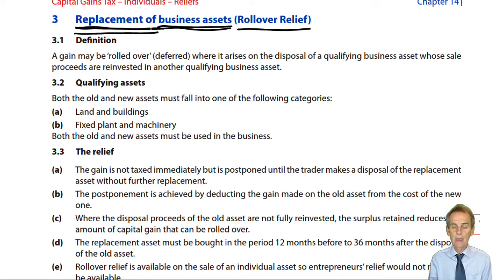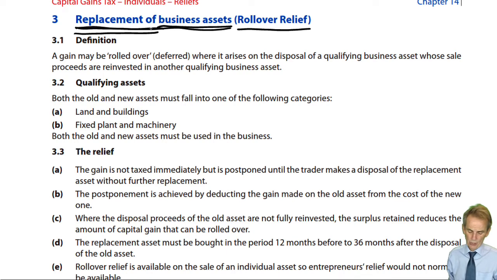We sell, we buy. And if we reinvest all the proceeds in that other property, guess what? HMRC will say, yeah, a gain has arisen, but because you've ploughed all those proceeds back into another qualifying business asset, we will allow you to defer the gain. If you choose to make this claim, this is down to you to make the claim, then we may defer that gain. And all we've got to look at is the manner of that deferral.